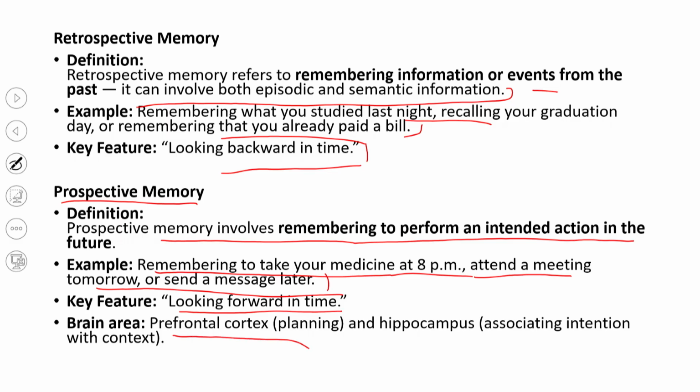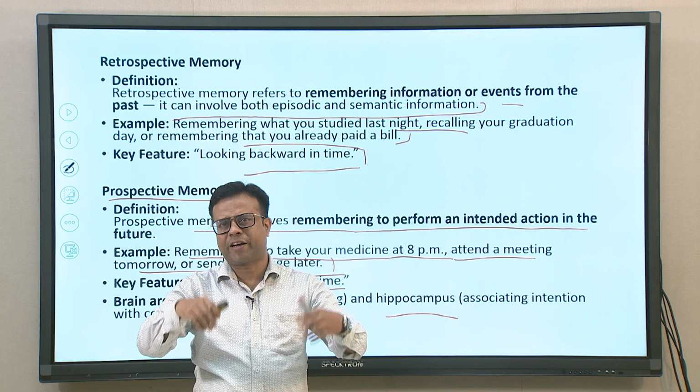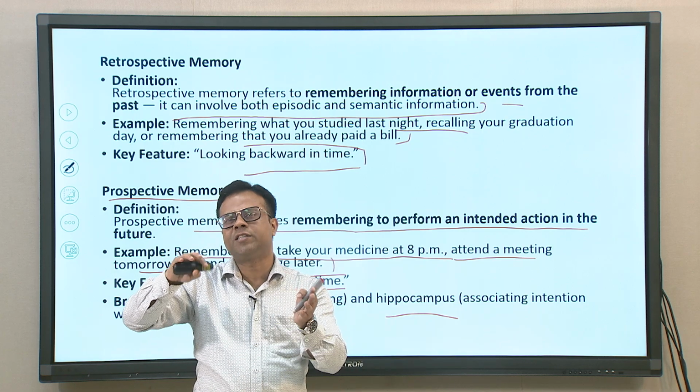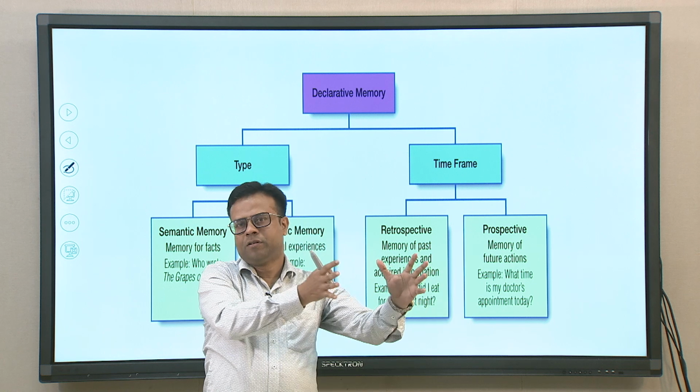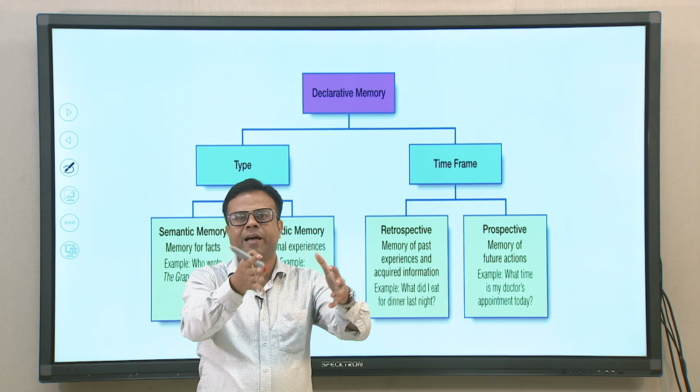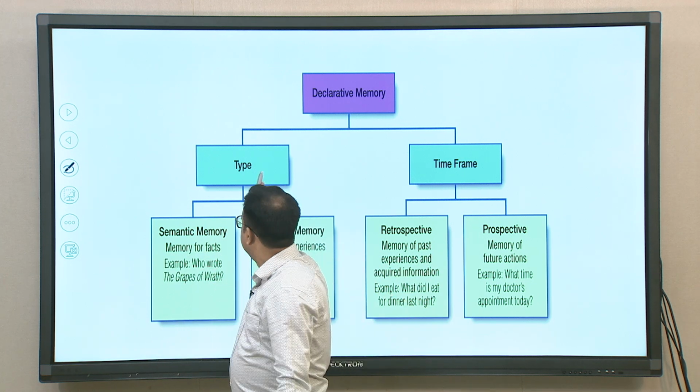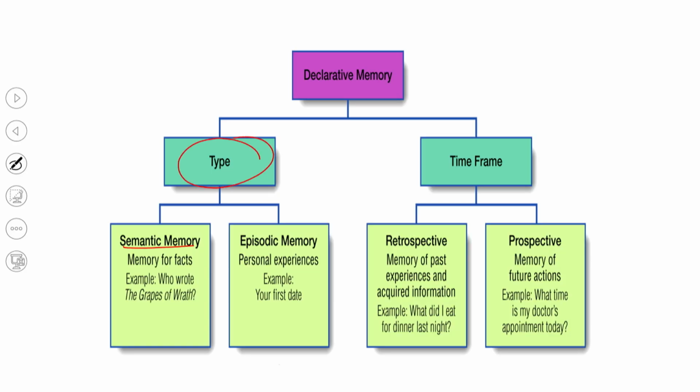Typically, the prefrontal cortex and hippocampus are the parts of the brain responsible for prospective memory. These are all part of declarative memory, but categorized based on the time period. Long term memory has declarative memory and non-declarative memory. Declarative memory has two parts based on types: semantic memory and episodic memory. Semantic is about facts, knowledge and so on. Episodic is about personal experiences tied to certain episodes of your life, like your first date, whatever it is.